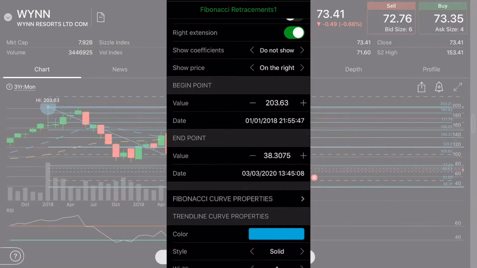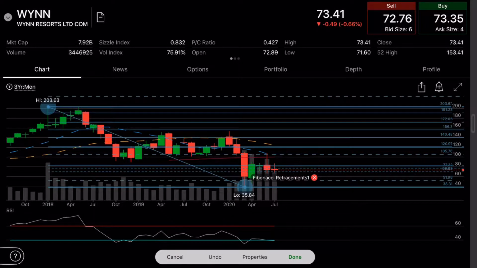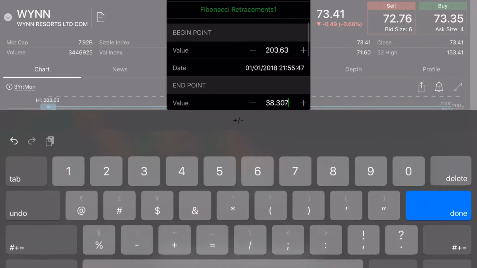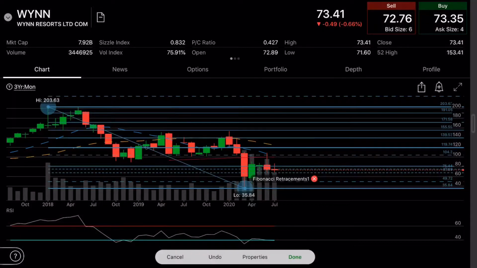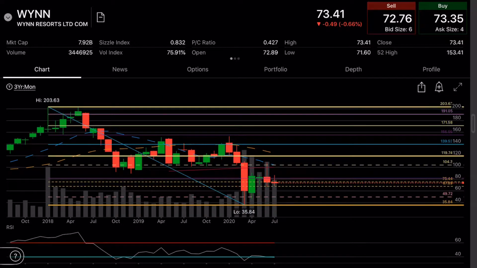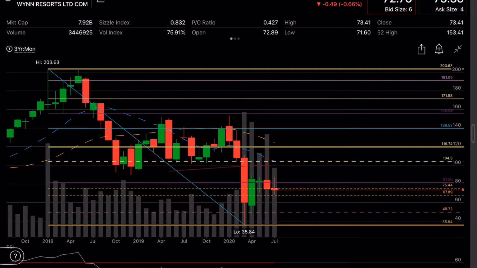Input that high, and then 35.84. All right, boom. So there we have it. Here are your price levels. And what this is going to tell you is where to target.